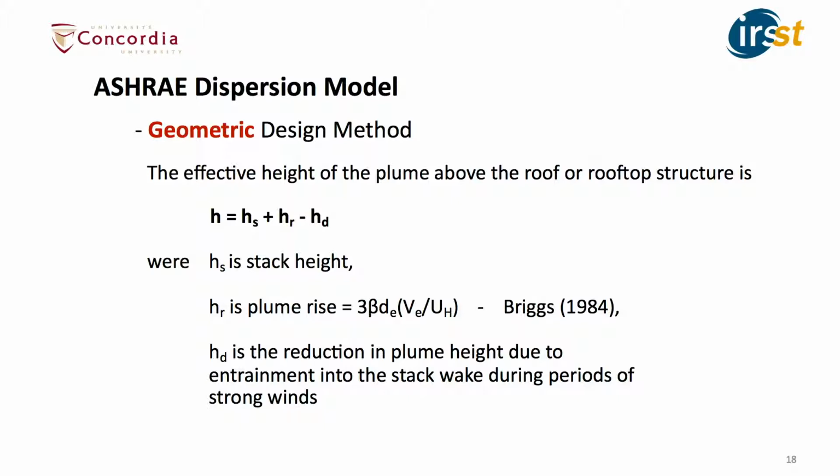Okay, so basically the effective height of the plume is equal to the stack height plus the plume rise, which is given by another simple equation here, due to Briggs in 1984, and reduced by the so-called reduction in the plume height due to the entrainment into the stack wake during periods of strong wind.